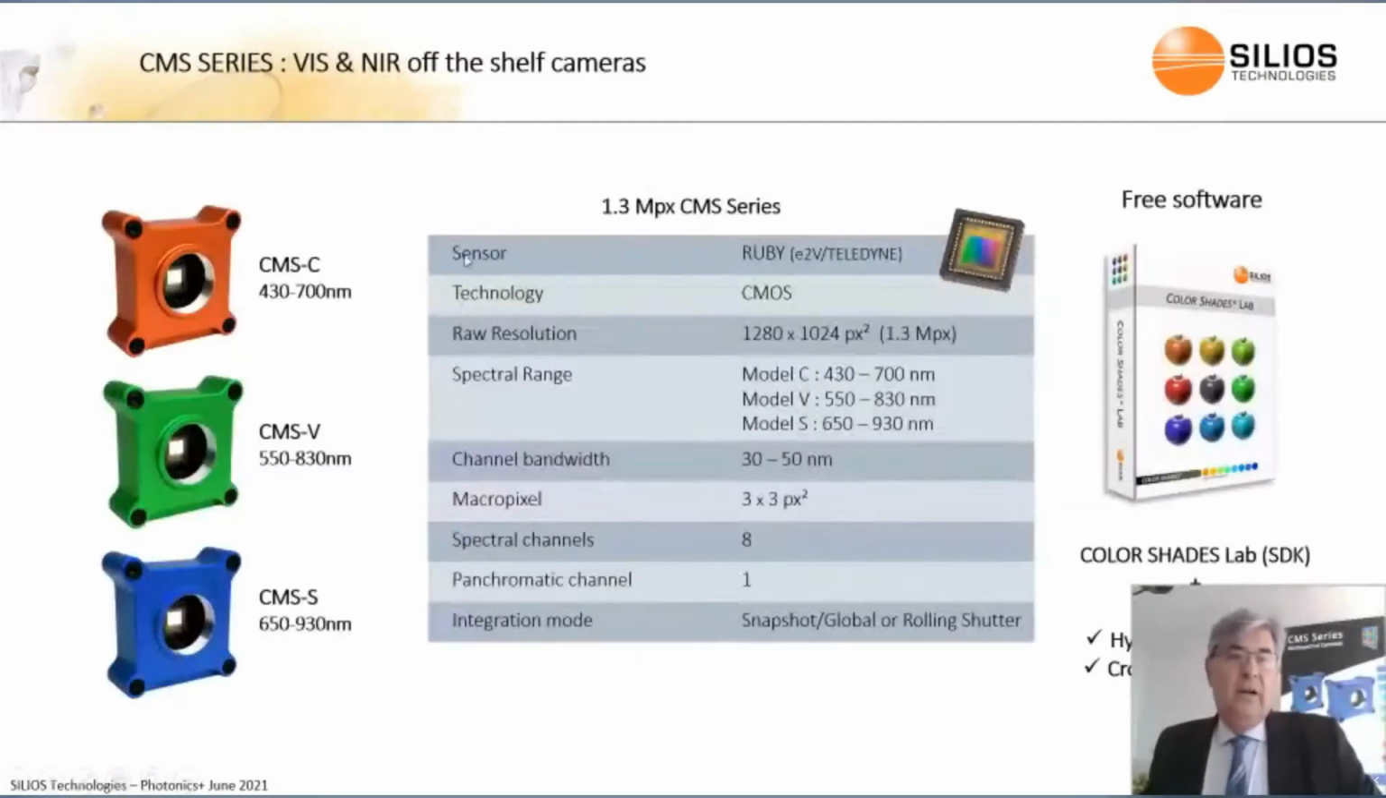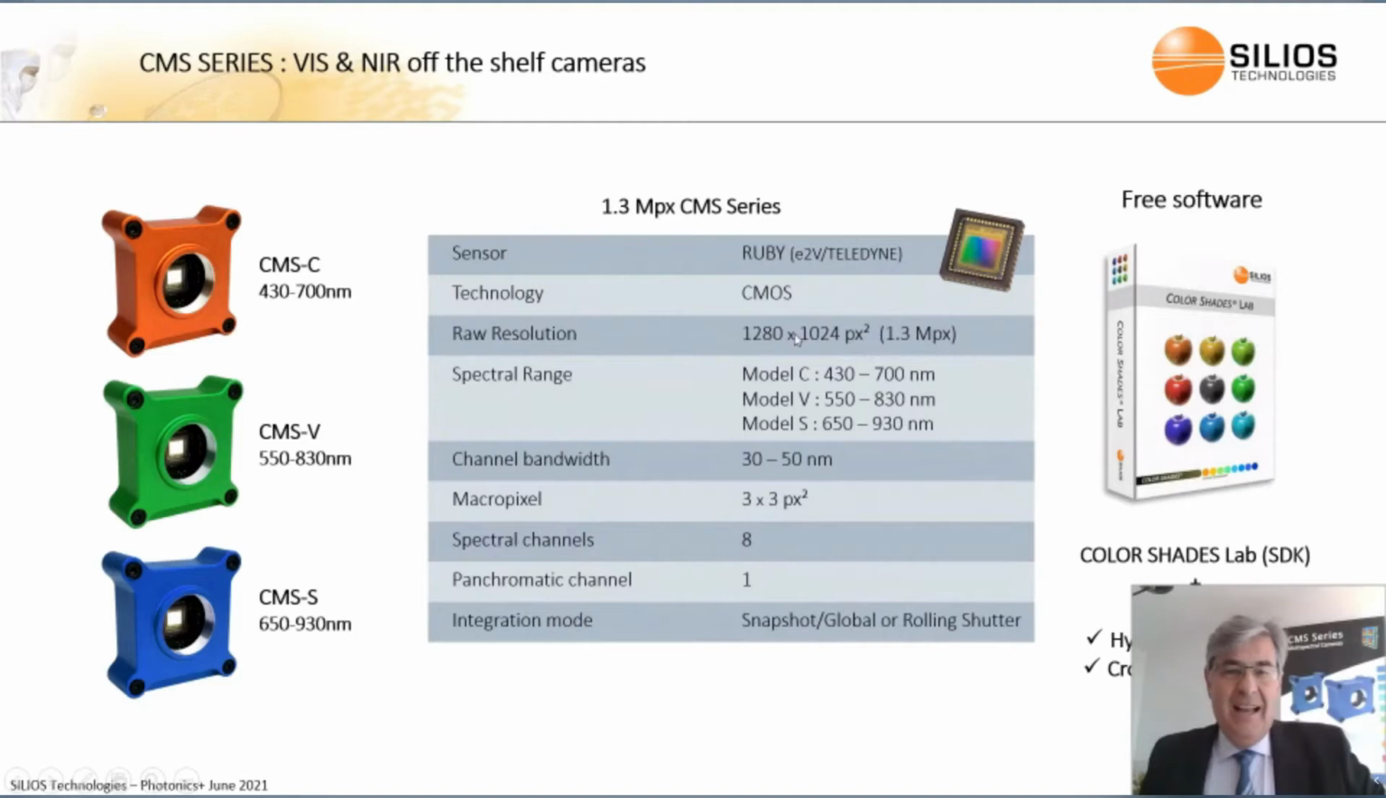So, our off-the-shelf multispectral cameras. We started with the 1.3 megapixel CMS series. They are based on the Teledyne e2v Ruby sensor, a 1.2K by 1K pixel detector. Sorry, so it's 1.3 megapixels.